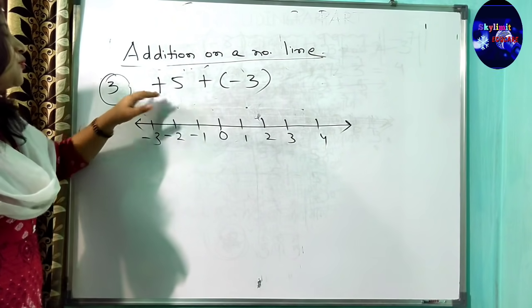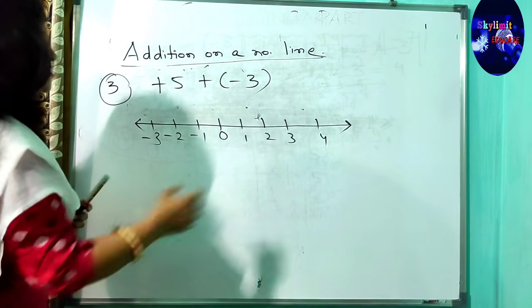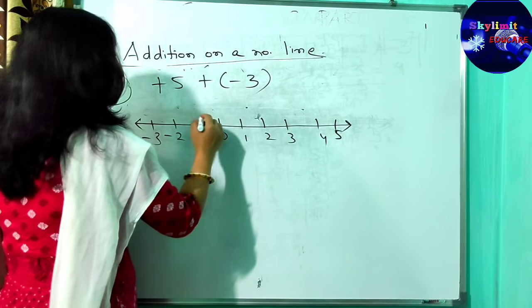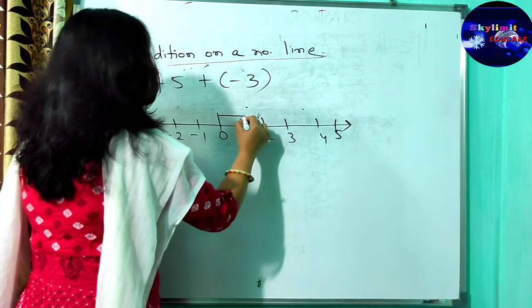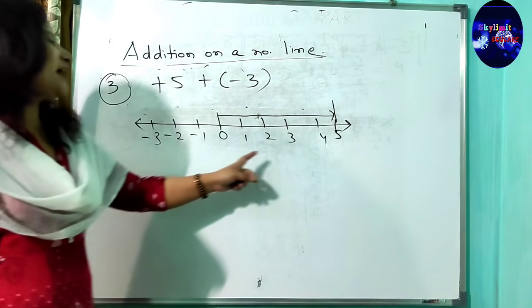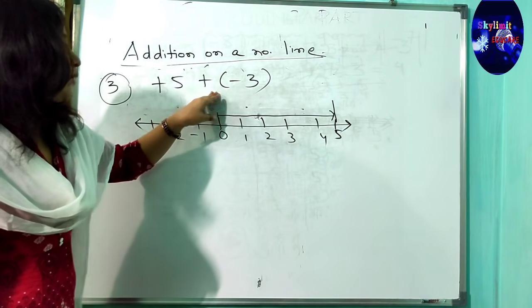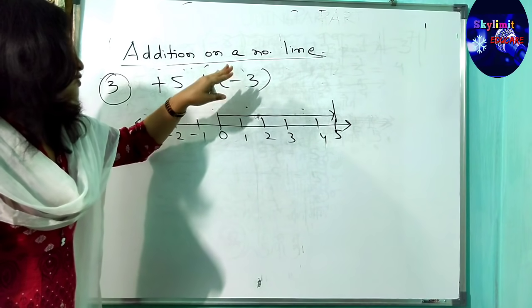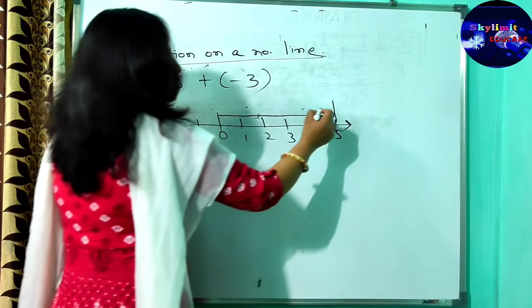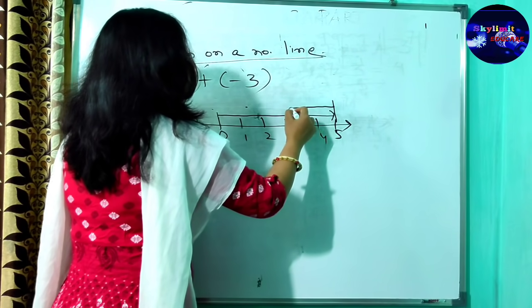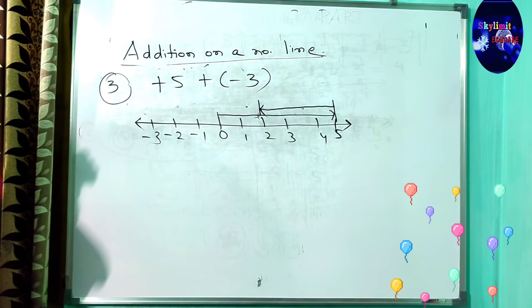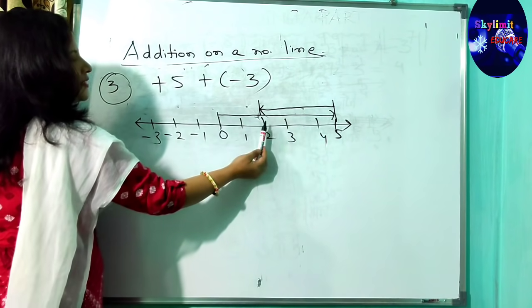So now, plus 5. The first number is positive. Plus represents towards the right. So move from 0, 5 steps towards the right, up to 5. Okay, 5 steps I have moved towards the right. And now the second number is negative, minus 3. So you have to move 3 steps back towards the left. So 1 step, 2 step, 3 step and stop here.